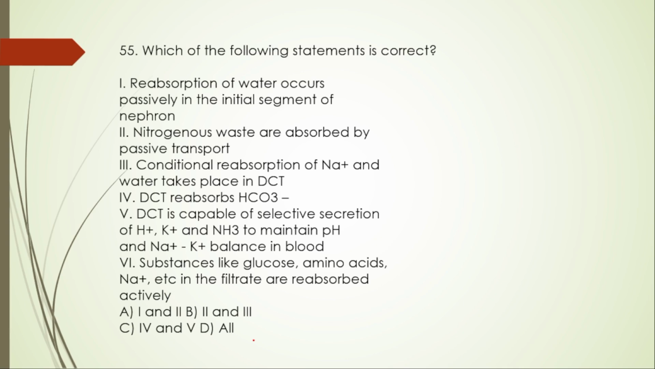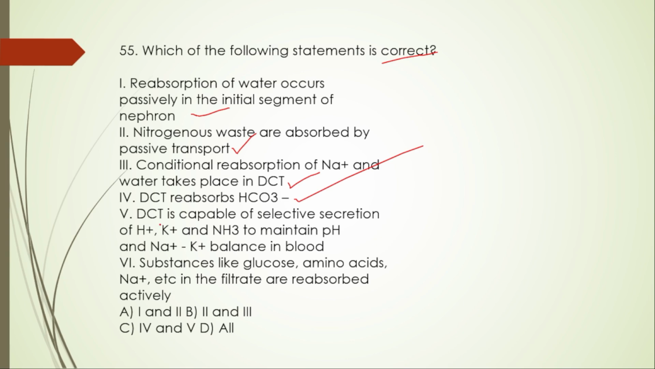So the 55th question, that is the next question. Which of the following statements is correct? He is asking the correct one. Statement 1. Reabsorption of water occurs passively in the initial segment of the nephron. Yes, this one is correct. Initial segment is like the proximal convoluted tubule. Water is reabsorbed passively by osmosis. Second one, nitrogenous waste is absorbed by passive transport. This one is also right. Third one, conditional reabsorption of Na and then water takes place in DCT. Yes, in the DCT what happens? Conditional reabsorption of Na plus and then water. DCT reabsorbs HCO3. This one is also right.